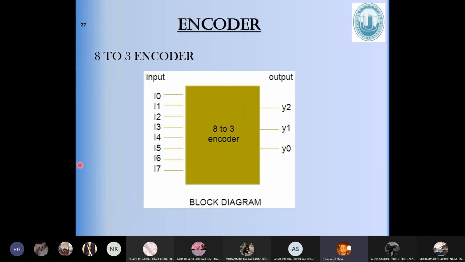So this is the block diagram, I0 up until I7, outputs Y2, Y1, Y0. Okay, the same rules apply for naming the variables. You can use whatever letter you want for the variables, no problem. Just don't have the same between the input variables and the output variables.